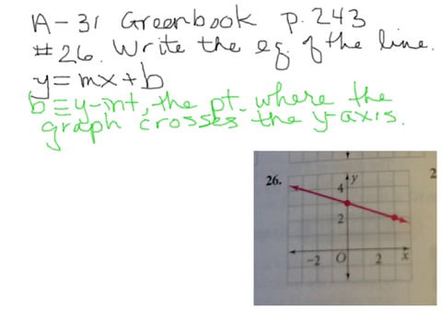So I'm going to come over to my graph. Here is my y-axis, and I'm going to choose that point right there where it crosses. And now I know the coordinates of that point are 0, 3.